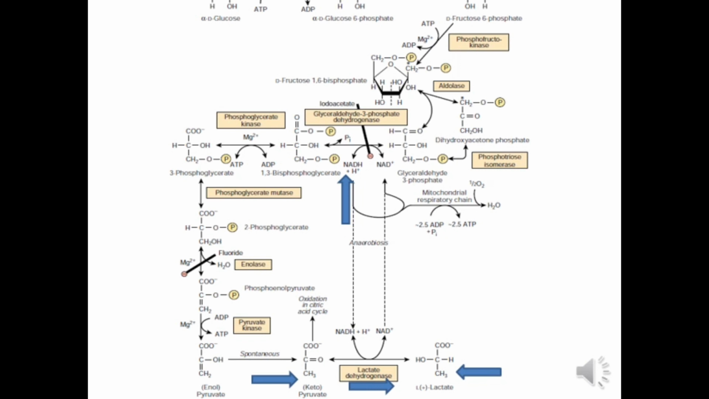NADH which comes from glycolysis, under aerobic conditions, produces 2.5 ATP through the respiratory chain. But under anaerobic conditions, it is used by lactate dehydrogenase to convert pyruvate into lactate, and therefore it has no role in energy production.